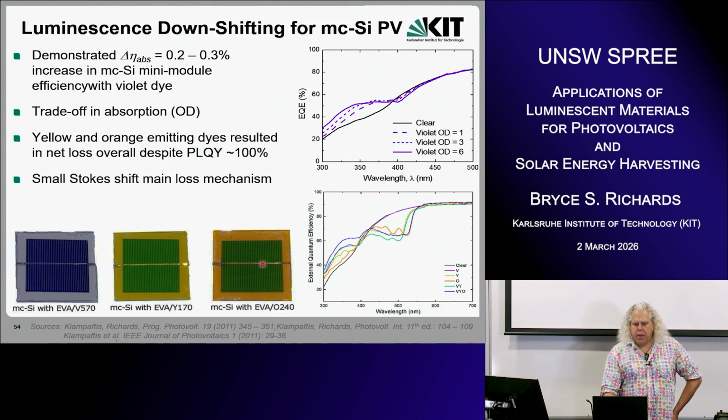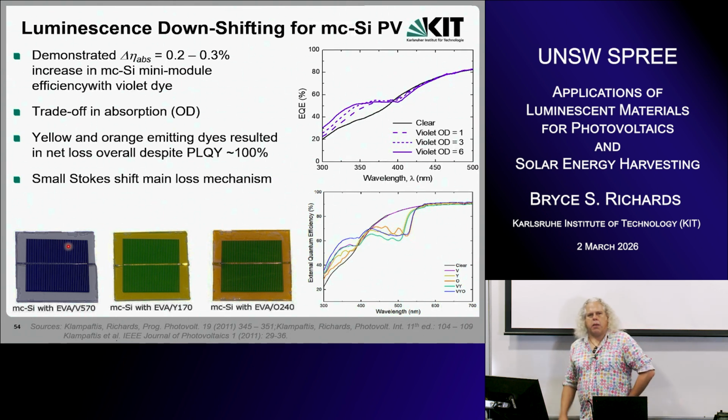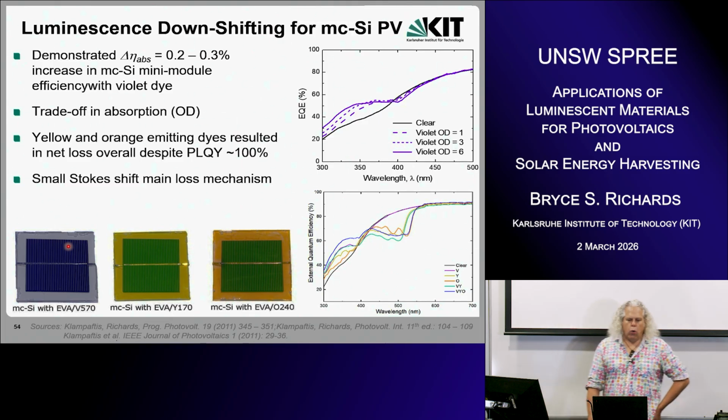We did it for many dyes. I've shown 3 here. That's what a mini module looks like. So a single 10 by 10 solar cell all laminated up. This is with the violet dye. This is a yellow dye. This is orange.